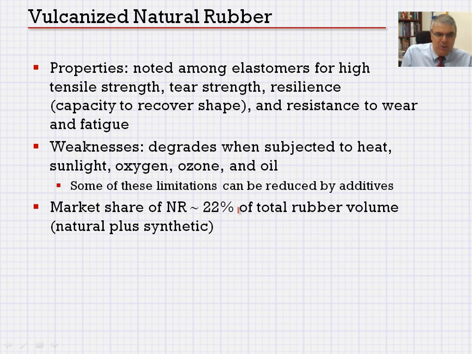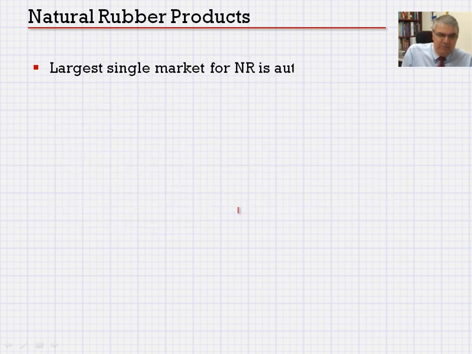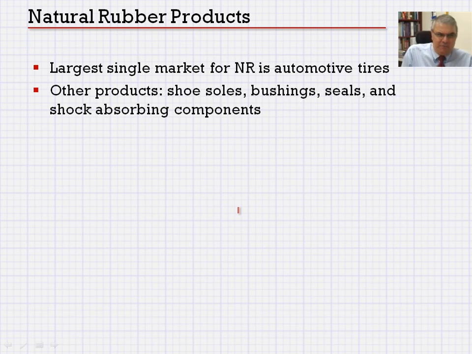About 22% of total rubber by volume is actually natural rubber. Some products, the best example or the largest single market for NR, is automotive tires that we all use for our cars. There are also other products, seals, some of the shock absorbing components. I bet you didn't know about that.